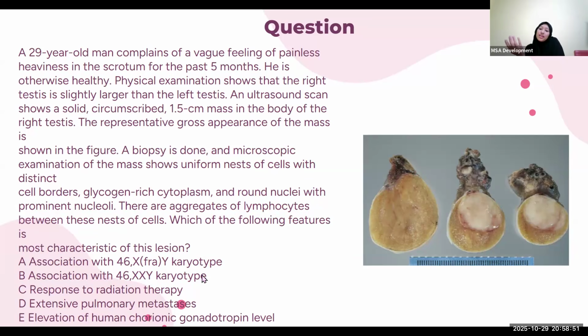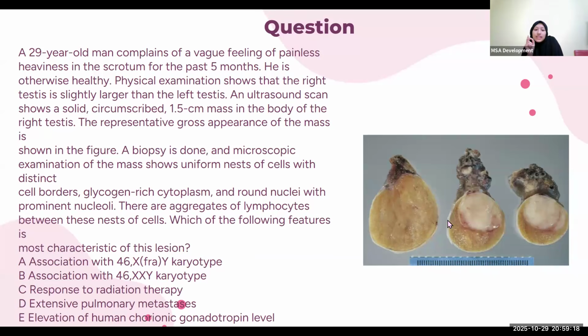I would answer, so this is in the testes. So you're thinking of testicular cancer because of all of these features. It's a very big mass, and it's painless. Now, what is the most common cancer or tumor in the testis? It's a germ cell tumor. Which one? Seminoma. Seminoma is the most common one.